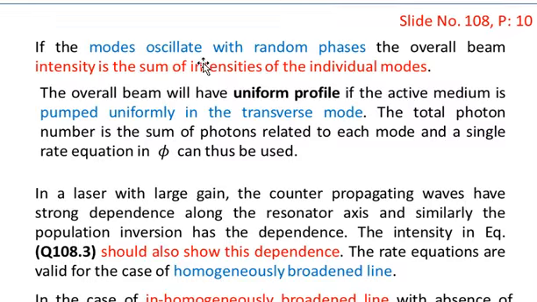As we are now commenting, if many modes are present, the modes could have different phases. So if modes are oscillating with random phases, the overall beam intensity at the output is the sum of the intensities of the individual modes. So you see that this addition is on the basis of the intensities, not on the basis of the amplitudes, because the phases are random.